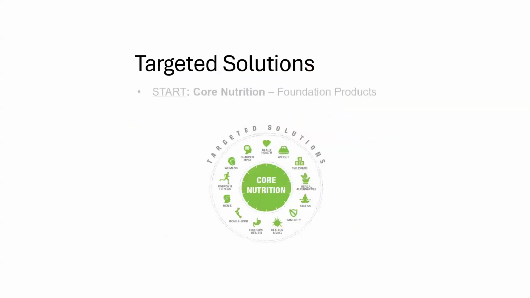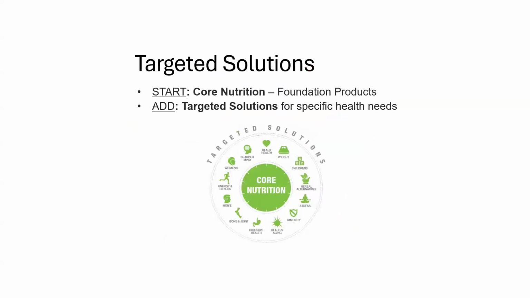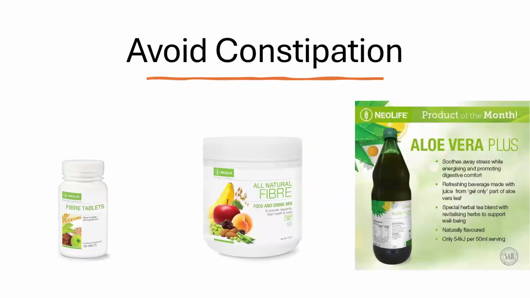Now, the targeted solutions. Always we start with the core nutrition, which I've shown you. The Pro Vitality, or at the very least, 3NN. And then a very important part of the core nutrition are the 22 amino acids that are found in the Your Life Shake. Now, if you add the targeted solutions, we can talk about avoiding constipation. And here are some products that you can consider.